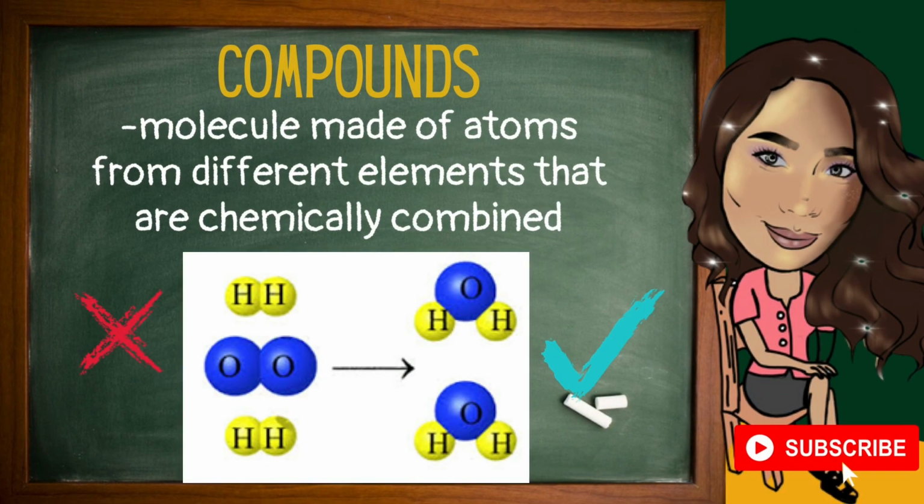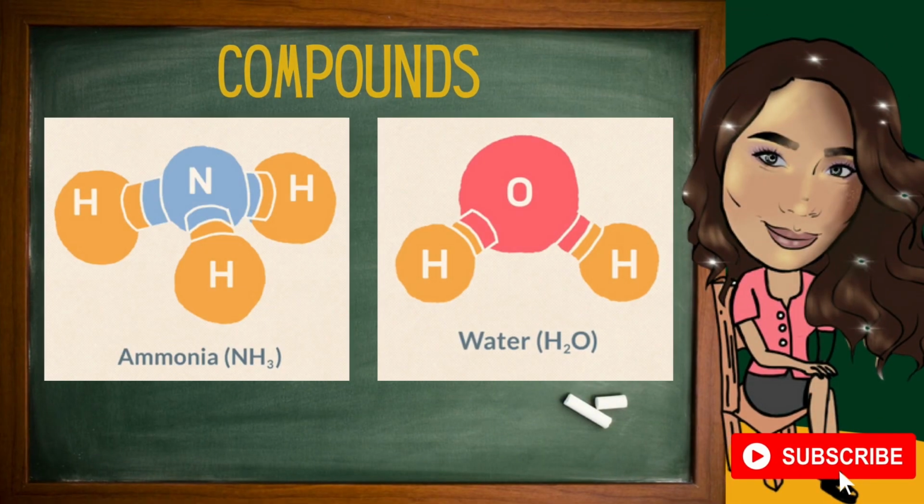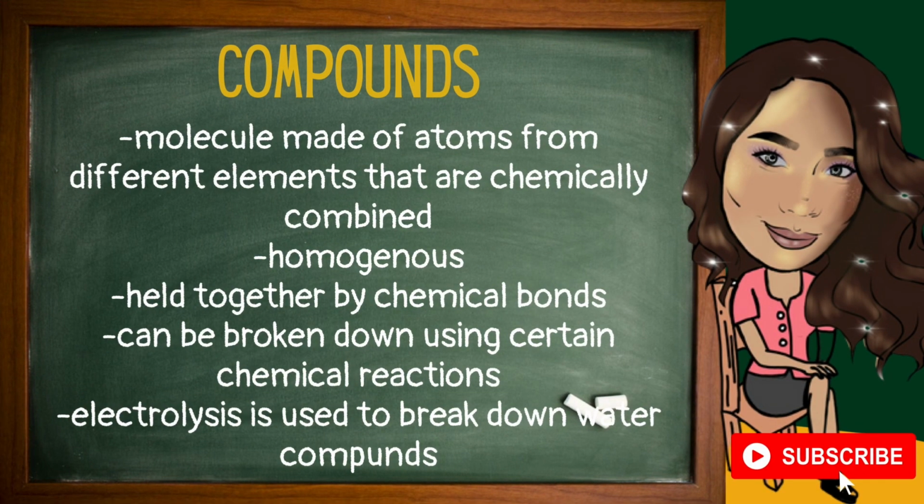Now let's talk about compounds, which are molecules made up of atoms from different elements that are chemically combined. Just like in the picture here, we have hydrogen molecules and oxygen molecules. But if we combine hydrogen and oxygen, what we have would be a water molecule. So water is an example of a compound that is made up of hydrogen and oxygen atoms. And ammonia as well is an example of a compound which consists of a nitrogen atom and three hydrogen atoms.